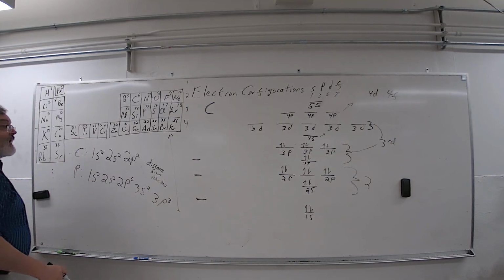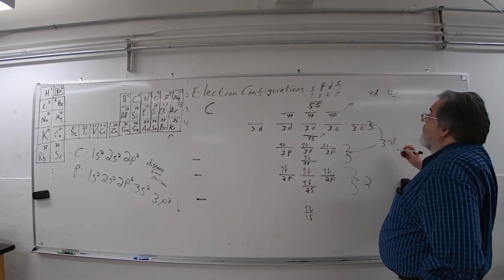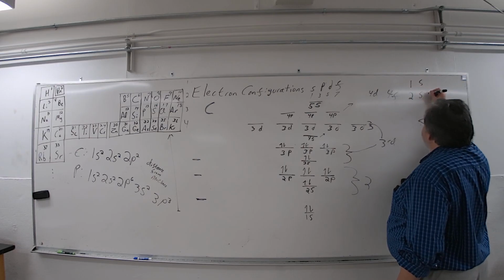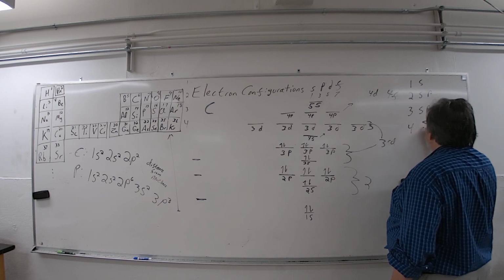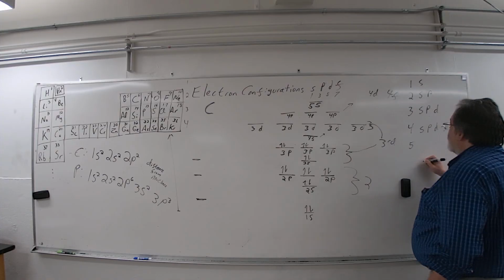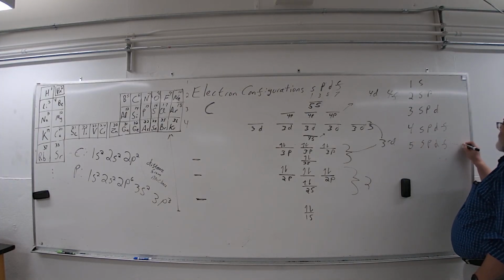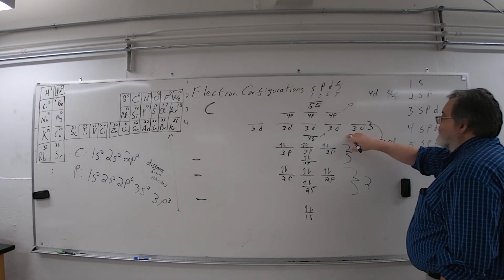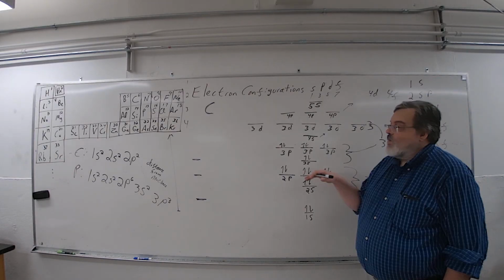But the pattern, what I'm getting at is, the first shell has only S. The second shell has S and P. The third shell has S, P, and D. The fourth shell has S, P, D, and F. The fifth shell has S, P, D, F. And yeah, there would be one more, and it would be 9. D is 5, so it would be 9. But really, we don't get that far.